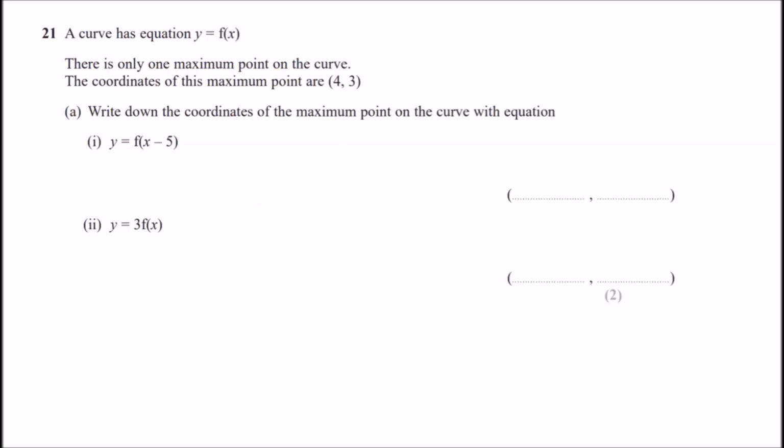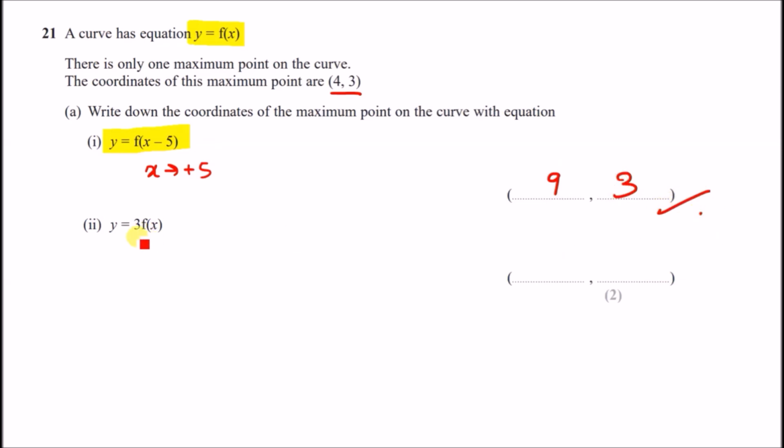All right, number 21. A curve has equation y equals f(x). There is only one maximum point on the curve. The coordinates of this maximum point are (4, 3), so x is 4, y is 3. Write down the coordinates of the maximum point of the curve under the following two transformations. We just need to be comfortable with transformations here. In the first transformation, f(x) becomes f(x minus 5). Inside the bracket, when it says x minus 5, we do the opposite. We're going to add 5 to every x coordinate. So we look at (4, 3), add 5 to the x coordinate, and it becomes (9, 3). And that's it.